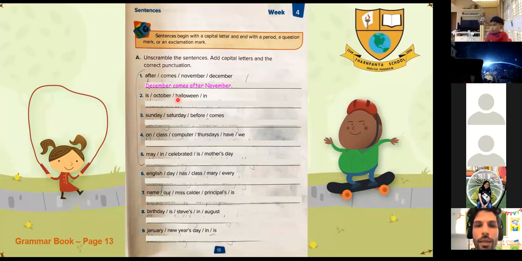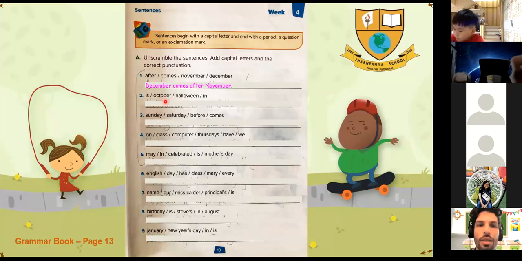Okay, that's the right order. But what I want to know now is how do you write Halloween at the beginning? What do we use? Capital letter. And then what about October? What do we use? Capital letter. And what's the right punctuation mark? What do we need to write at the end? A period, a question mark, or an exclamation mark?